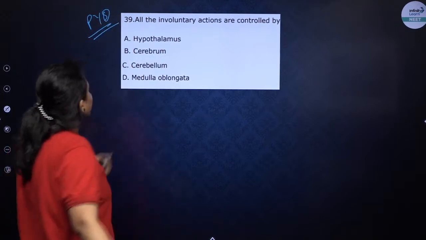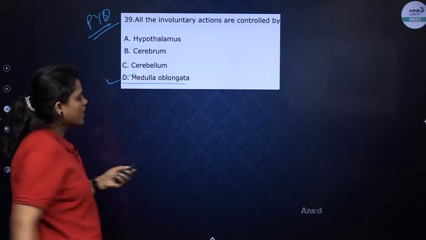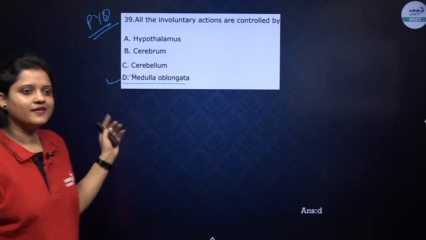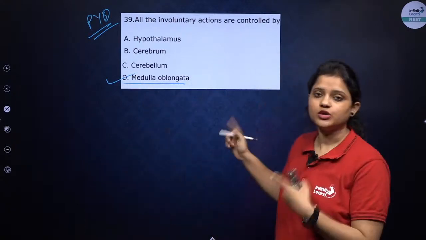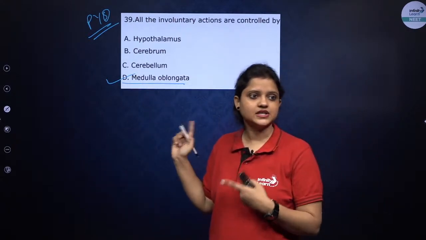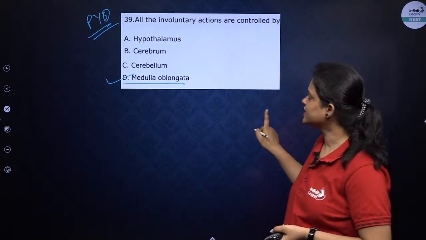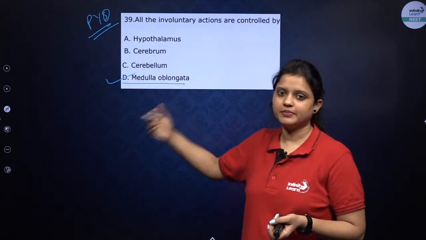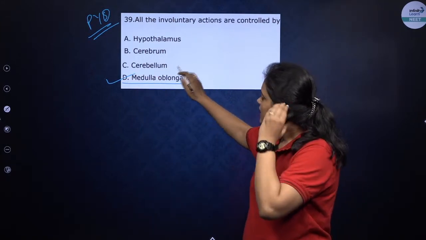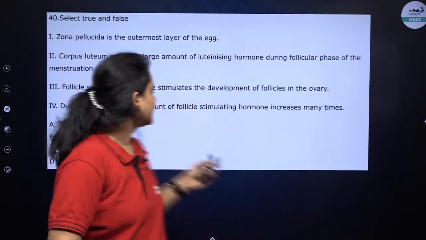So all the involuntary actions are controlled by medulla oblongata. All the involuntary functions are controlled by medulla oblongata. Is it correct, everyone? Any confusion? Hypothalamus is responsible for regulation of your temperature, right? The correct option was medulla oblongata.